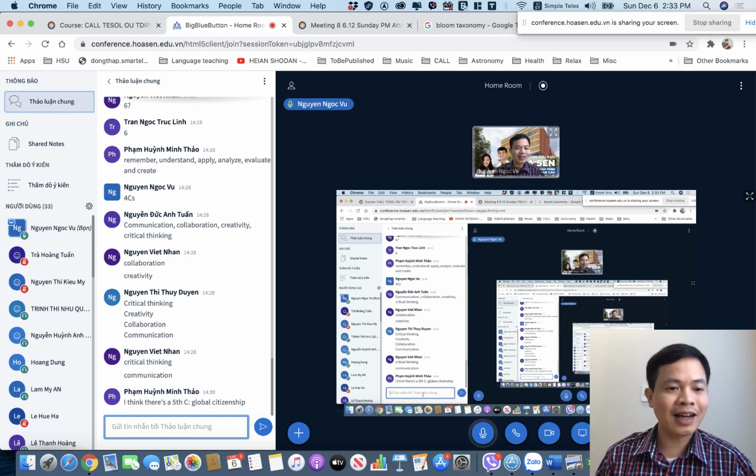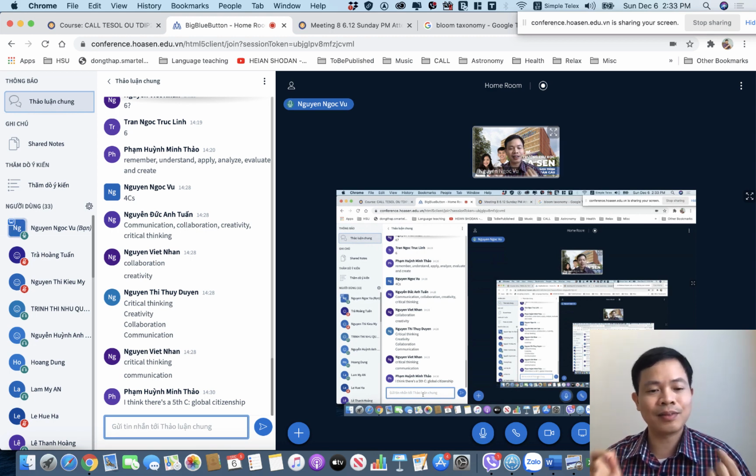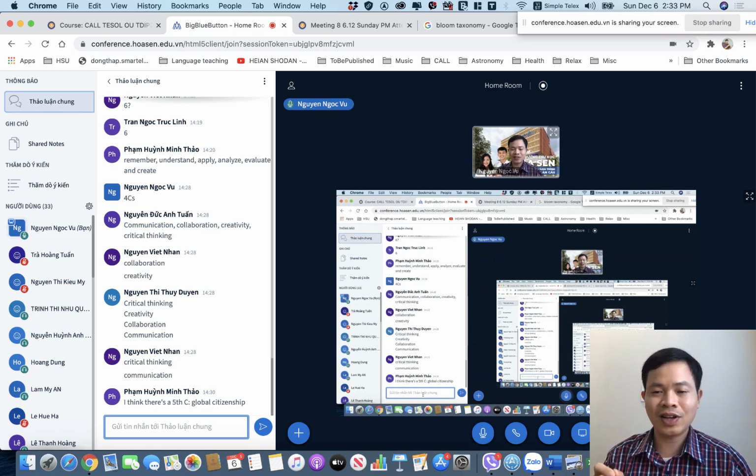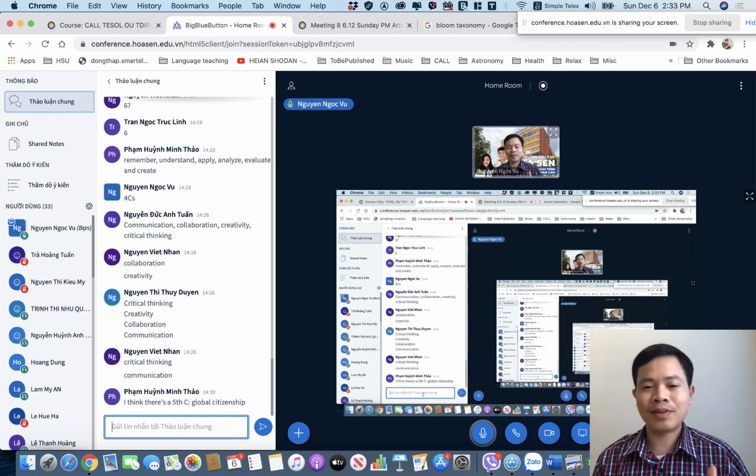And I quite agree with Thảo that recently there is another C to add to the 4 C's, and that is global citizenship, the responsibility to the community and to the environment.